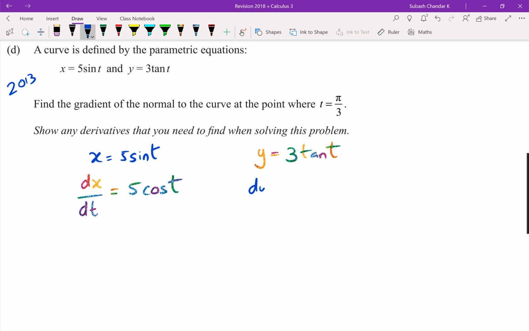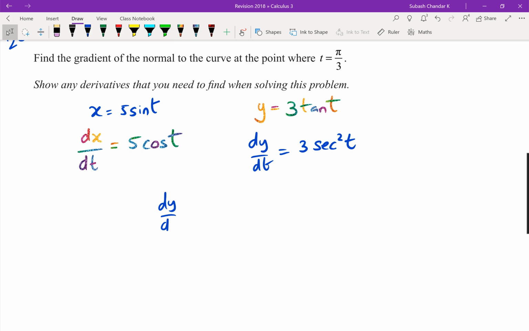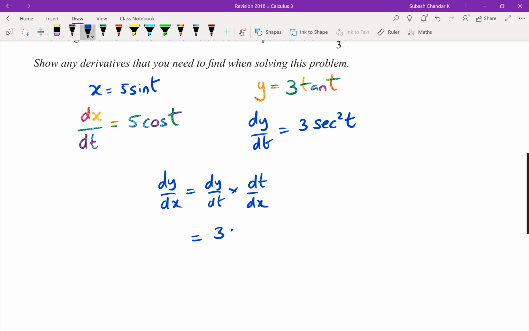Okay, dy/dt, what's it going to be? Something, 3 sec squared t? Yep. How many of you did this? I just wanted to double check. Did you do dy/dx? So dy/dx is dy/dt times dt/dx. So this is going to be 3 sec squared t divided by 5 cos t. Does that look alright?